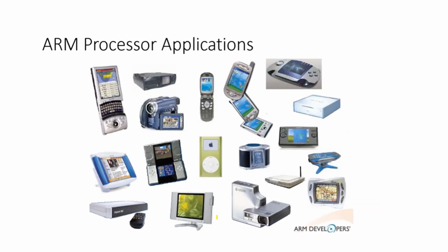So we can see here the ARM processor applications. These are some of the ARM processor applications: in our mobile phones, and you can see cameras and all the entertainment devices. They are using the ARM processor only.